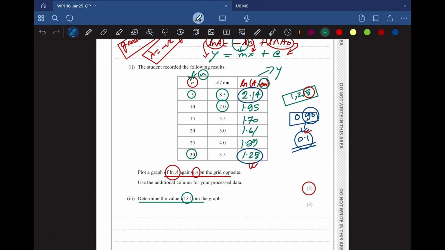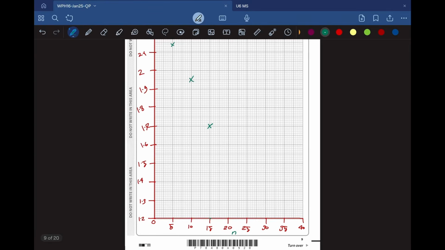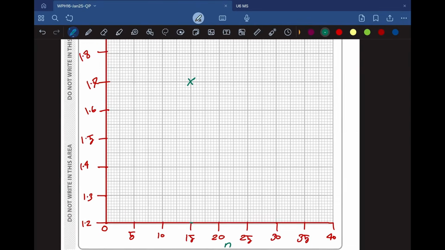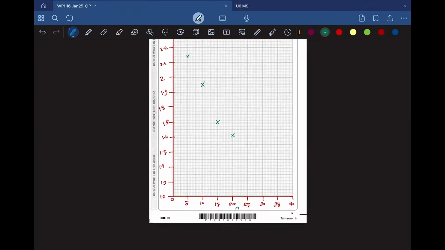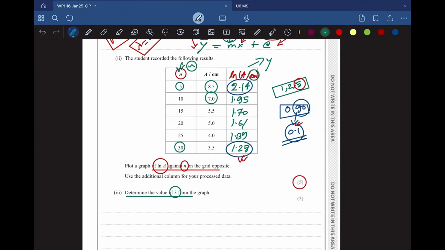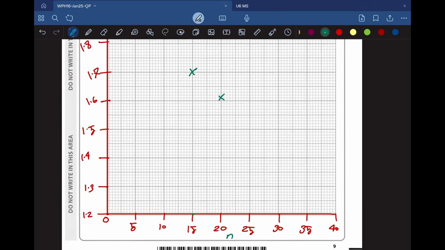The next part is 20 and 1.61. So 20 and 1.61 is going to be somewhere right here. The next part is 25 and 1.39. So 25 and 1.39.